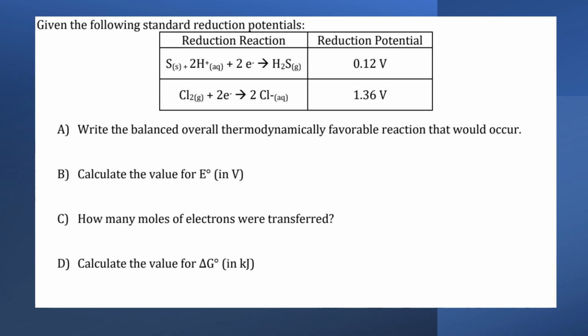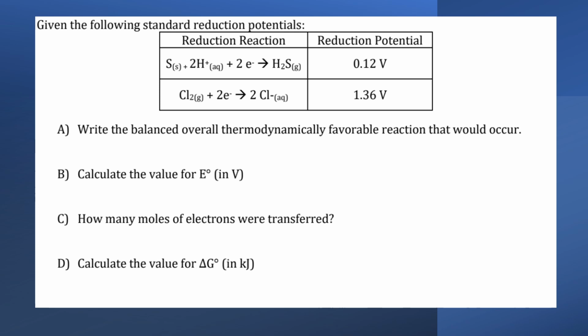So read this, pause the video, and then try it out yourself and see what we get. Given the following standard reduction potentials, write the overall thermodynamic reaction that would occur, calculate the value of E0, how many moles of electrons are transferred, and calculate the value of delta G0 in kilojoules.